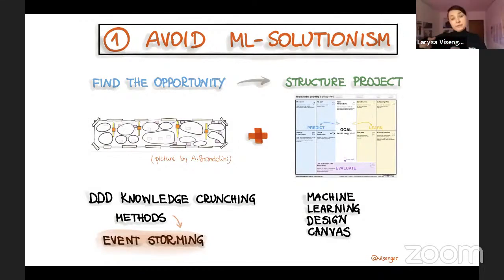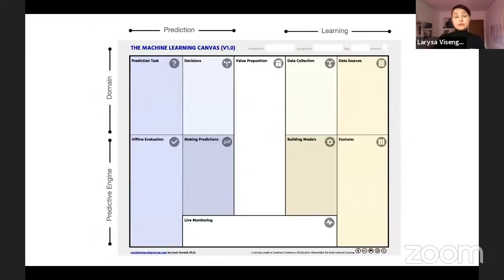And then we decide and prioritize these problems, whether they are suitable for machine learning. And after that, we go and try to prototype the machine learning solution or project with the machine learning design canvas. And I really recommend to have a look at the design canvas to structure your machine learning project on a high level.